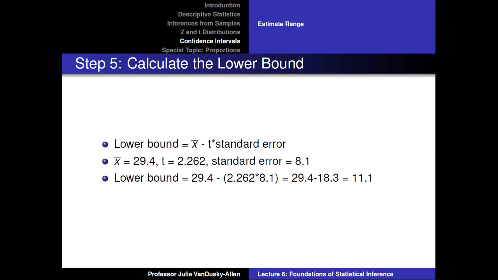The lower bound of the confidence interval is the sample mean minus the t-value times the standard error. In this case, the calculation would be 29.4 minus 2.262 times 8.1 for a value of 11.1. The upper bound of the confidence interval is the sample mean plus the t-value times the standard error. In this case, the calculation would be 29.4 plus 2.262 times 8.1 for a value of 47.7.